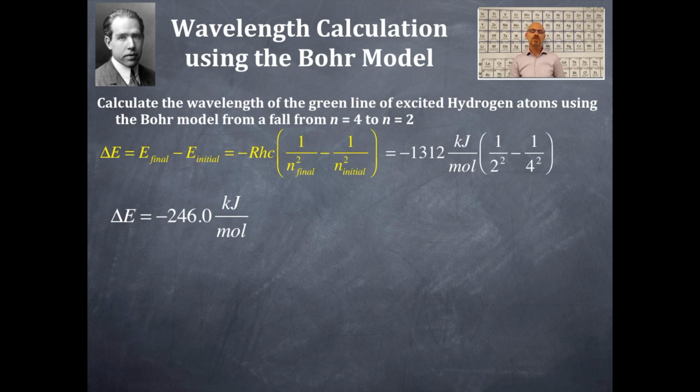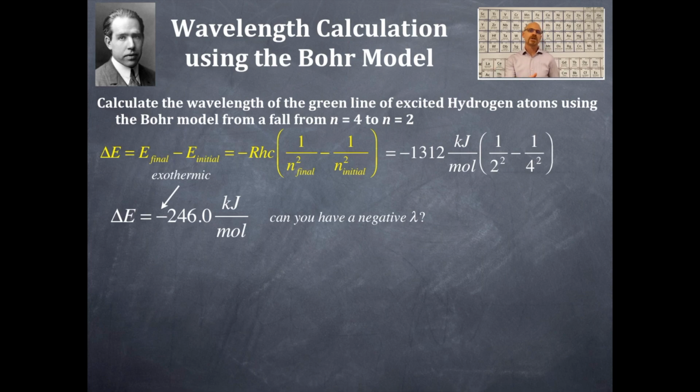It is negative 246.0 kilojoules per mole. Now you're going to say, well, that negative sign tells you that this is exothermic. That means that light is being emitted. So the question is, can you have a negative wavelength? The answer is no, you can't have a negative wavelength. We calculate wavelengths as positive values here for chemistry.